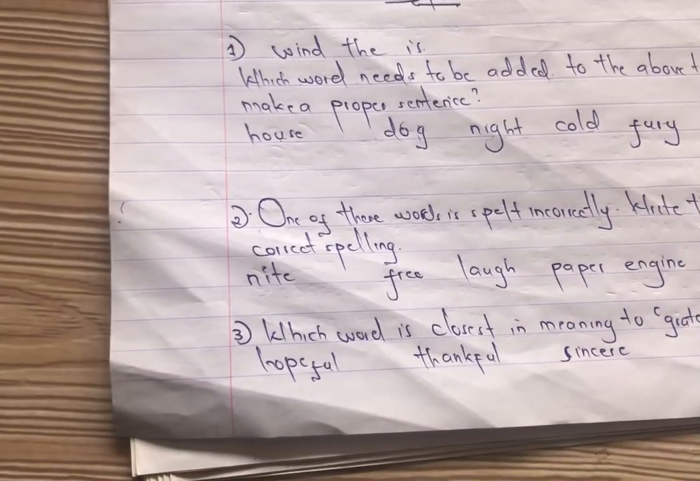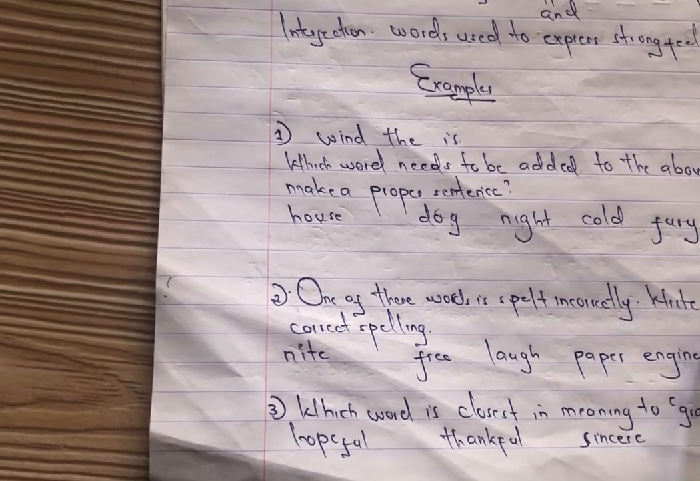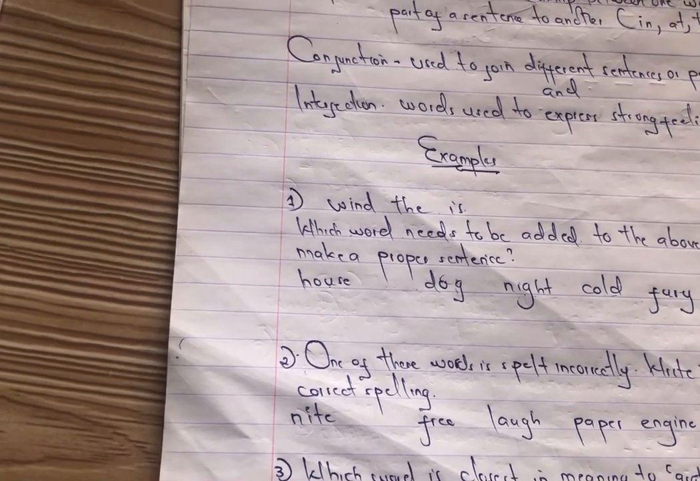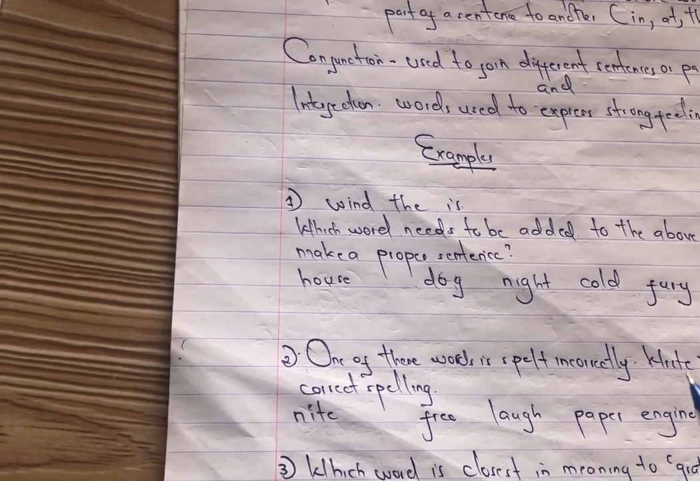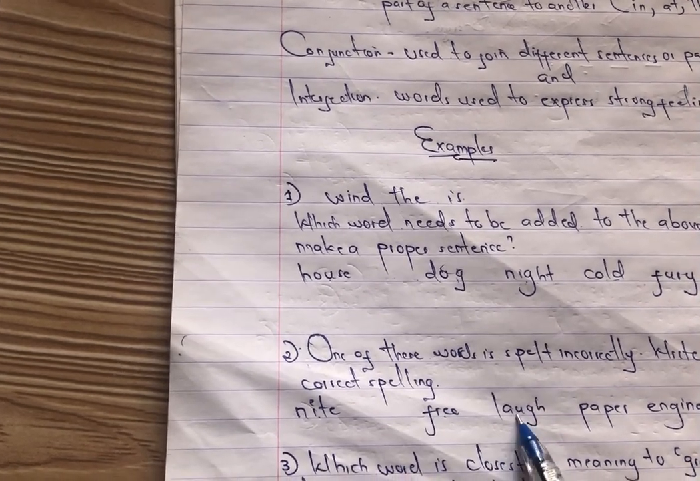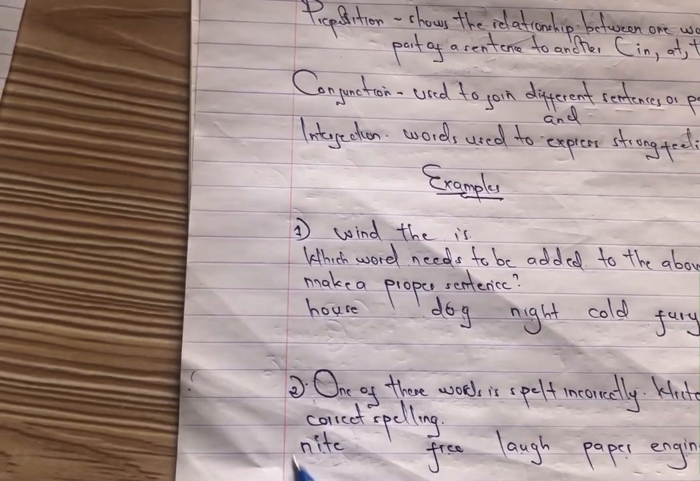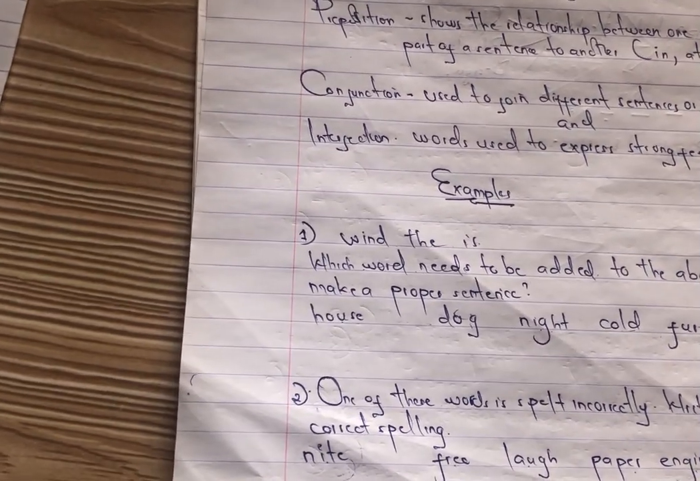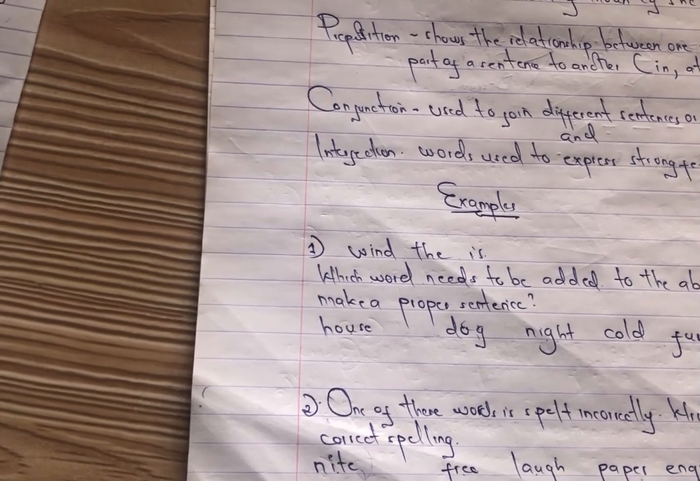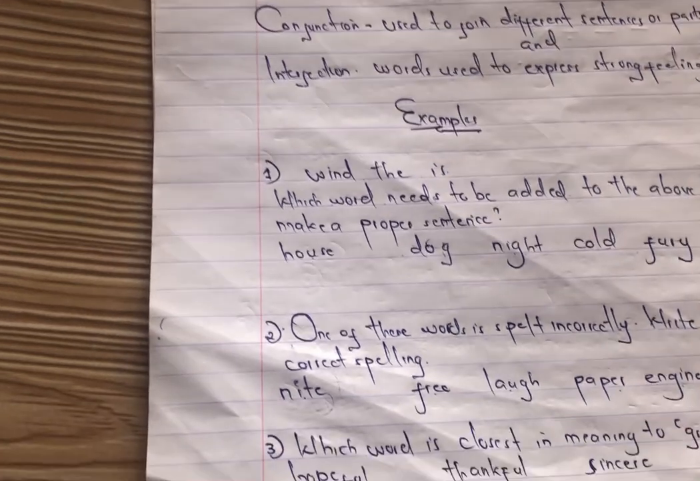Next, we shall look at question 2. Question 2 is saying one of these words is spelled incorrectly. Write the correct spelling. Remember when I was telling you about verbs? You need to know the spellings of these words. Let's look at the words we have. Number 1 is night, free, laugh, pepper, engine. When you look at all these words, we actually see the spelling of night is the one that we need to correct. So always when you see these questions, keep on trying out and checking the spellings.